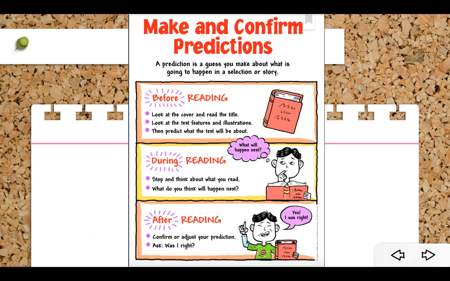Readers can also make predictions during a reading. While you're reading along, you can stop and think about what you've read so far. After thinking about what you've already read, you can ask yourself, what do I think will happen next? You could say, so far I have read that blank has happened in the story. Now I believe that blank will happen next.